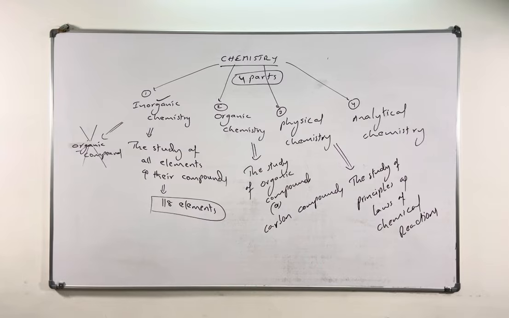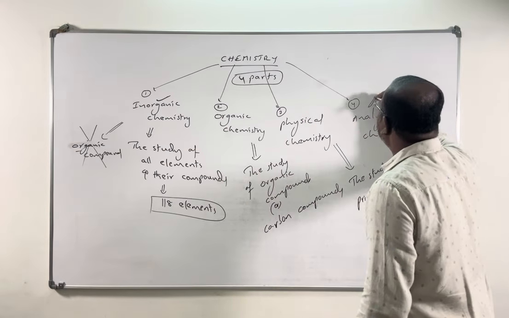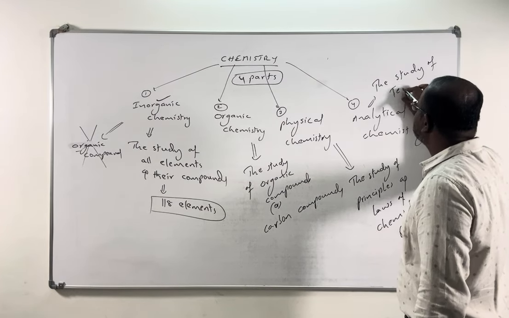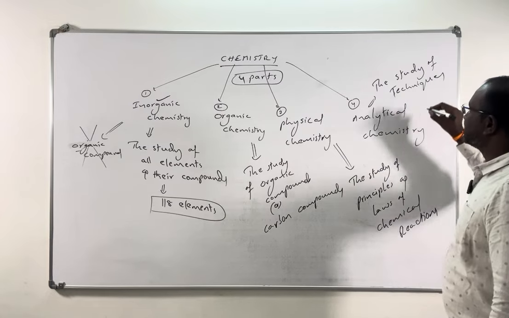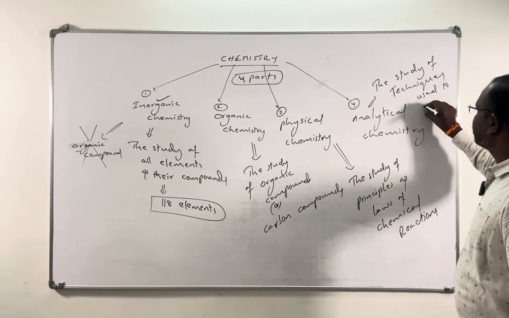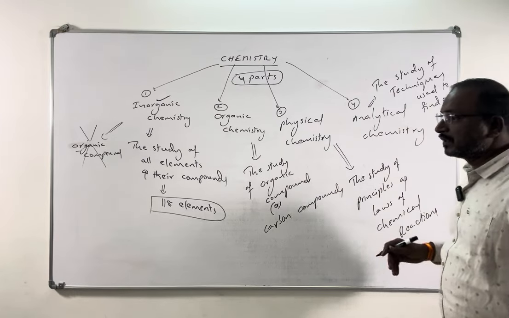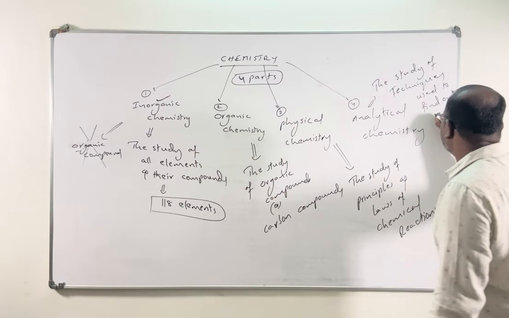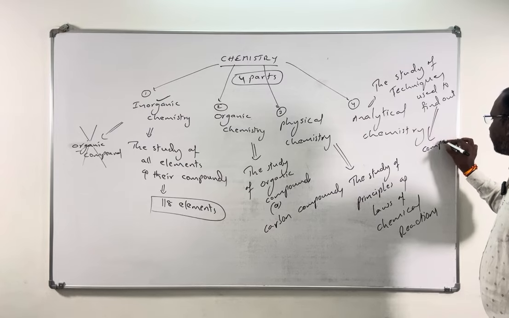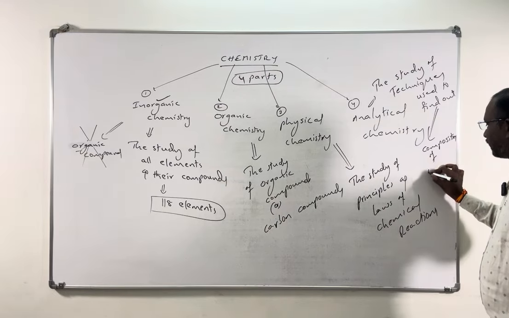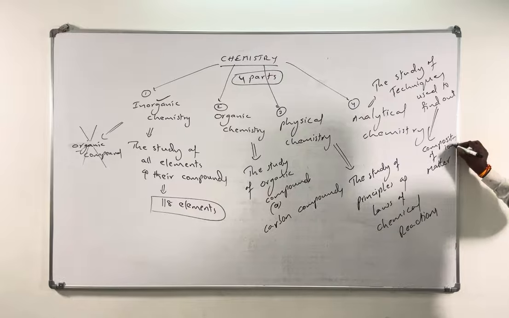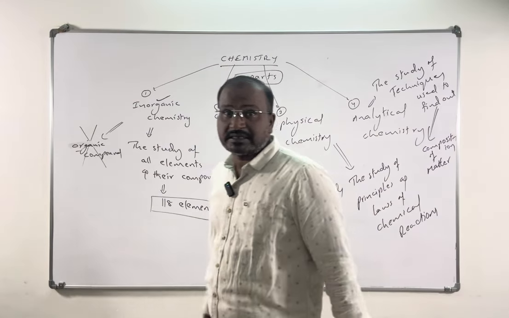What is analytical chemistry? This is the study of techniques that are used to find out chemical compositions, to find out the composition of matter. The study of composition of matter. So these are the branches in chemistry.